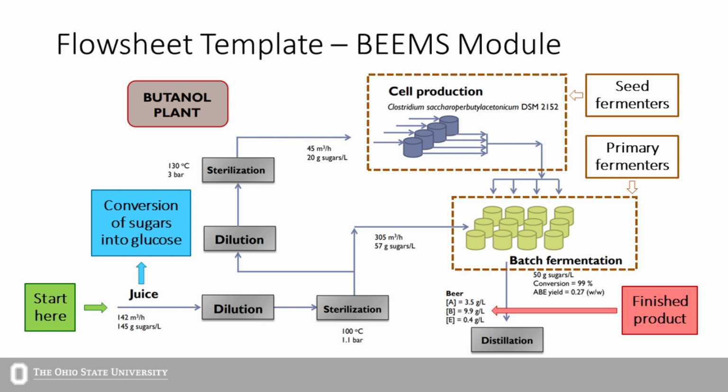The cells from here will be combined with the rest of the sugar and water in the primary fermenters to perform the conversion of sugar to ABE. You will stop after you have an output stream of your finished product, and we ask you to consider an additional unit operation to deal with any contaminated cell batches. More on that later.